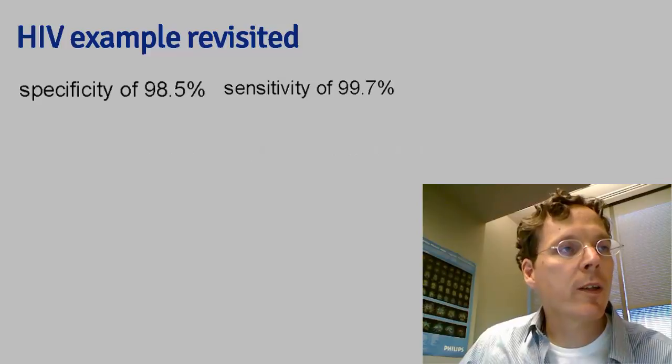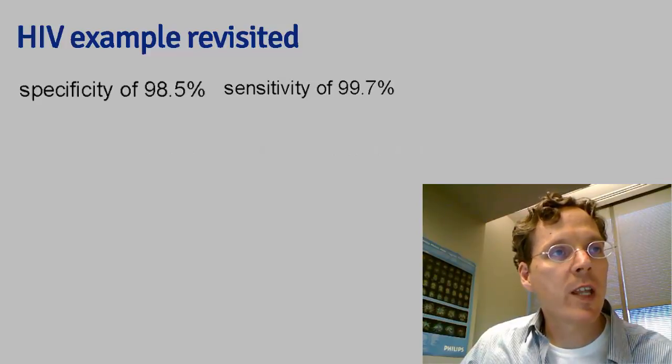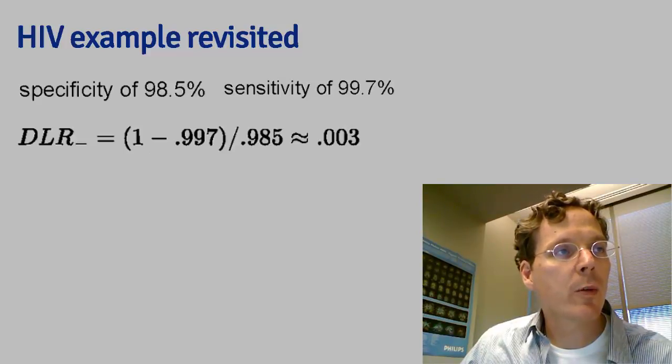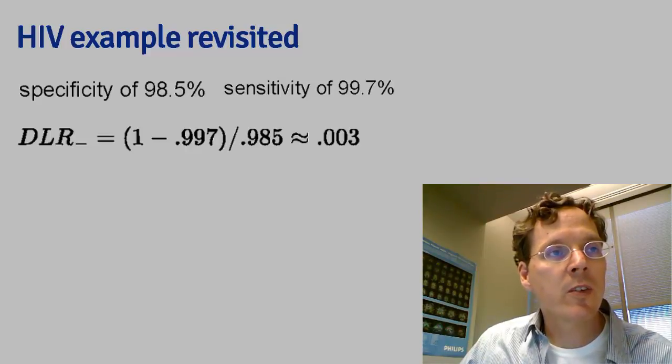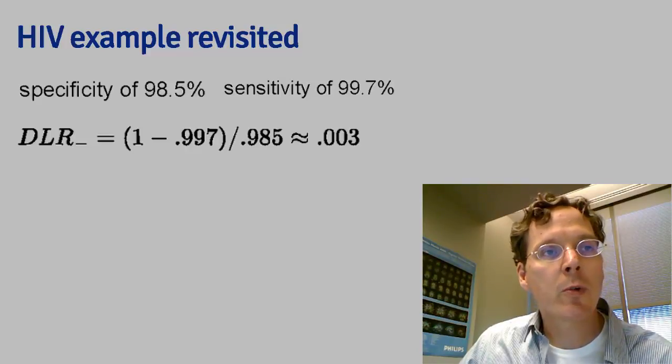Let's just very quickly go over an instance when a subject has a negative test result, using the DLR minus. So in this case, the DLR minus from the sensitivity and specificity given before is 0.003. So therefore, your post-test odds of disease in the light of a negative test result is now 0.3% that of the pretest odds of the disease. Or in other words, the hypothesis of disease is supported 0.003 times that of the hypothesis of the absence of disease given the negative test result.